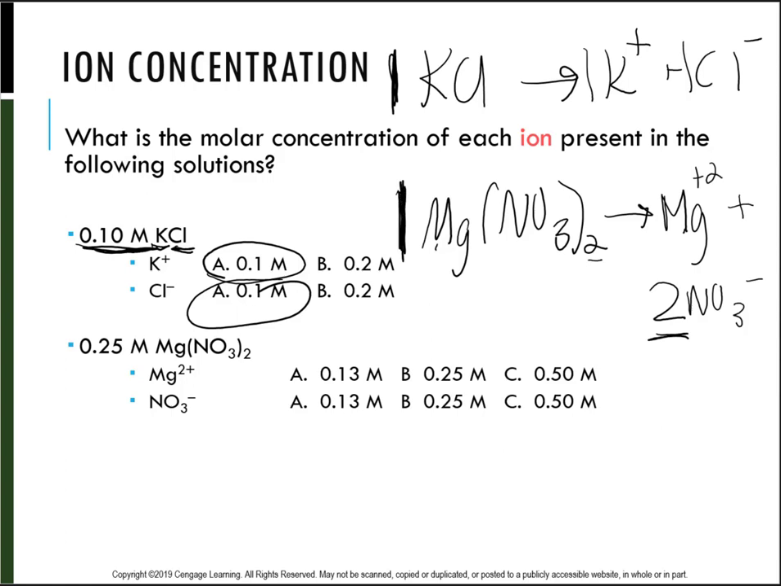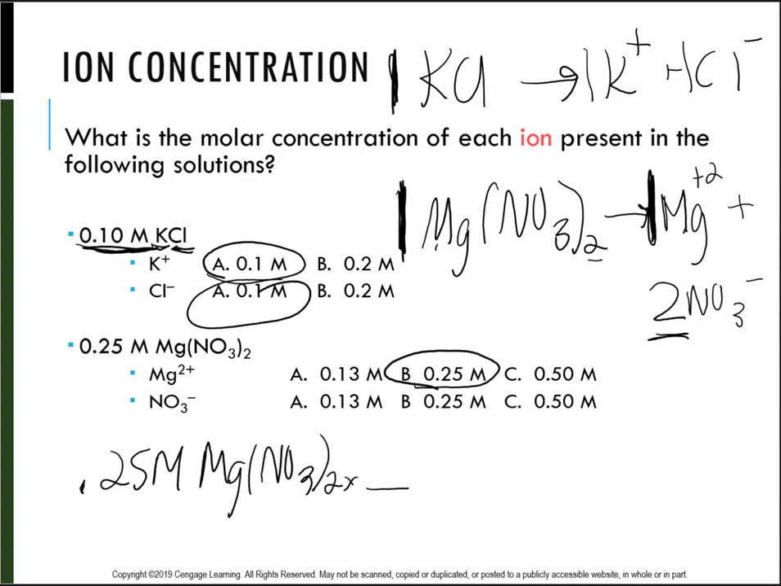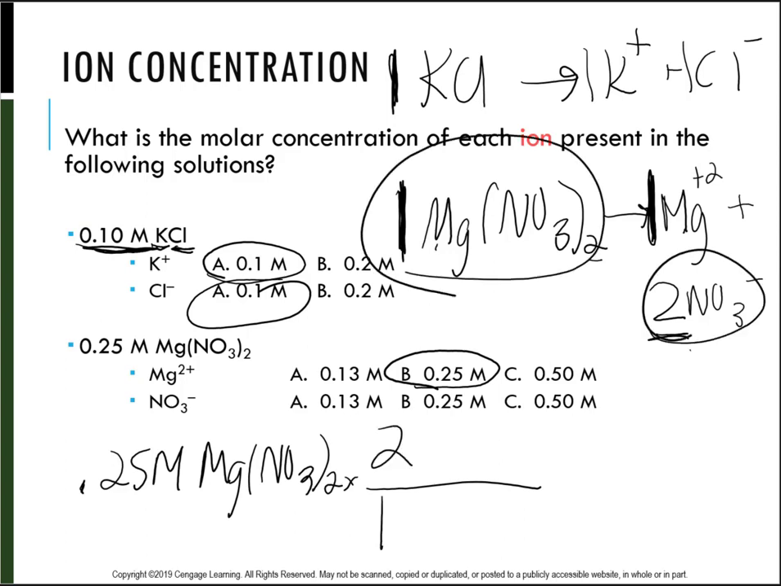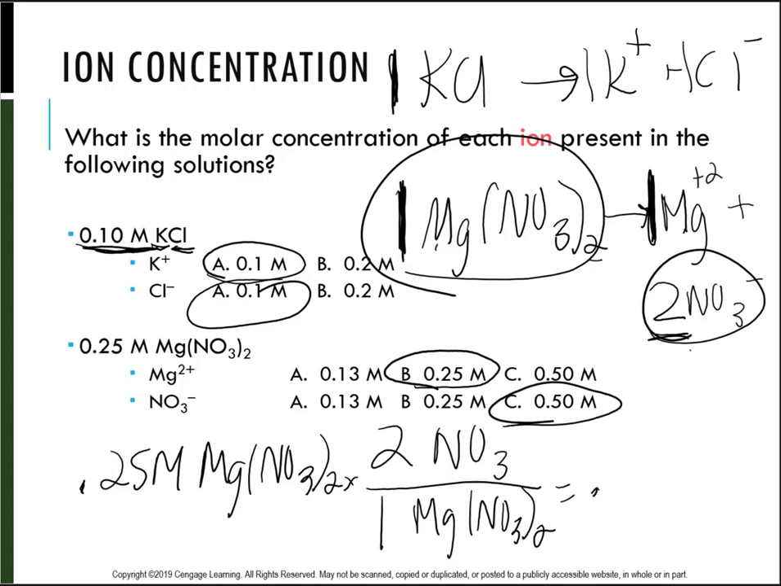So my magnesium nitrate and magnesium are 1 to 1, so they would be the same concentration. But if I said I had 0.25 molar, we know that for every 1 of magnesium nitrates, there's 2 NO3 ions. So 0.25 times 2 will give me 0.5 molar for my NO3 minus ions.